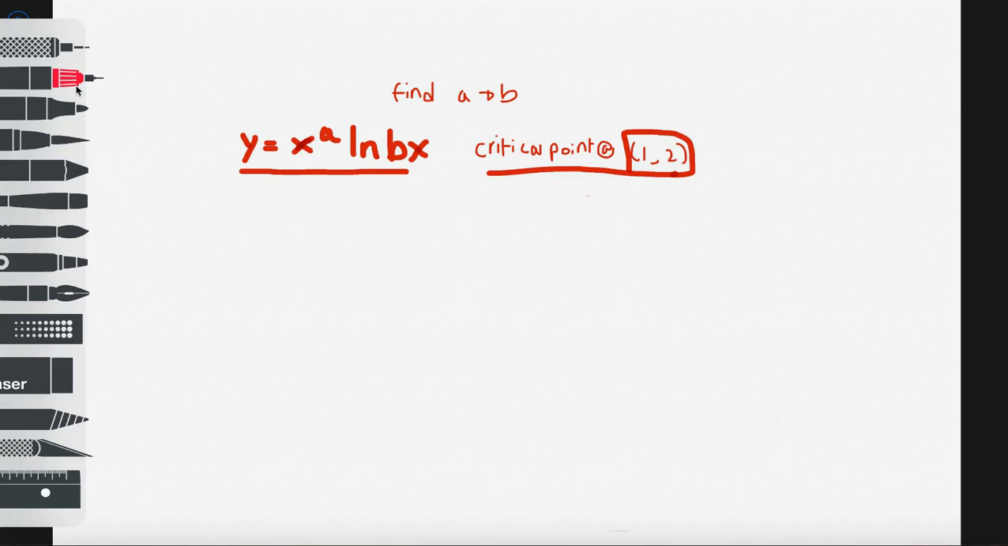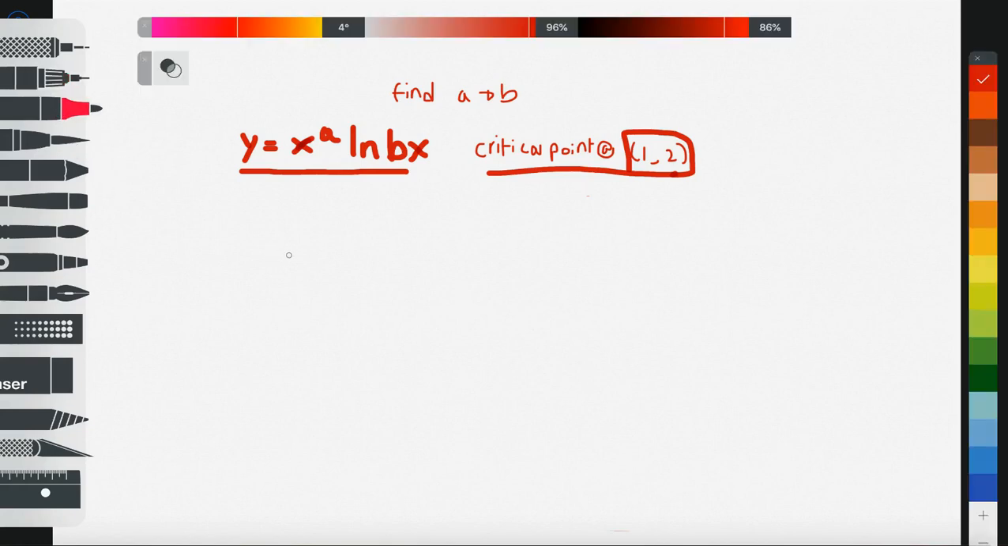So today we have another application of derivatives with log. This one is a bit more complicated. We're asked to find a and b in the equation y equals x to the power a times ln(bx), at the critical point (1, 2).